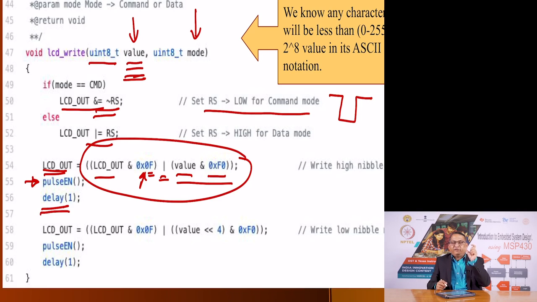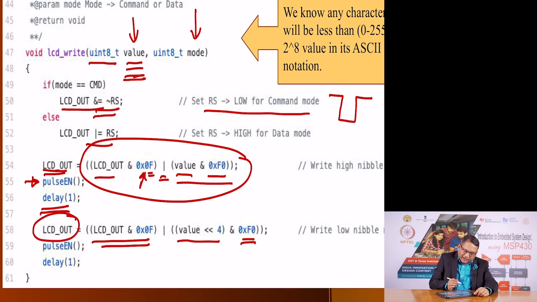Now you are still left with sending the lower nibble. The value in the lower nibble is shifted to the upper nibble, ANDed with F0 so that the other bits are 0, and with the same function you create a value to be sent to port 1. Once you send it to port 1, you pulse the signal on EN, then you delay and you go back.